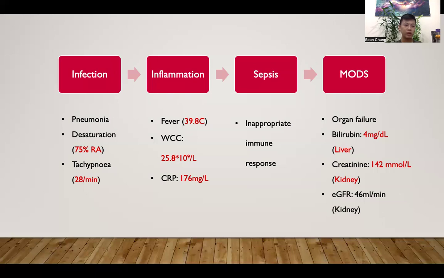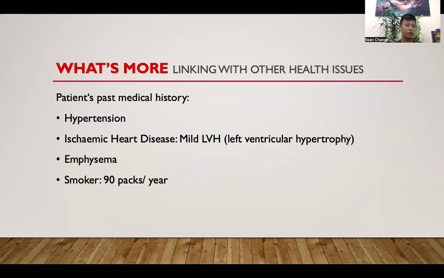Upon the arrival, the patient is unable to provide information. Thus, family has provided past medical history on behalf of the patient. According to the family, patient has hypertension, emphysema without receiving any treatment, ischemic heart disease with left ventricular hypertrophy, and smoking habit. This information can be separated into two parts, which are heart-related and lung-related.